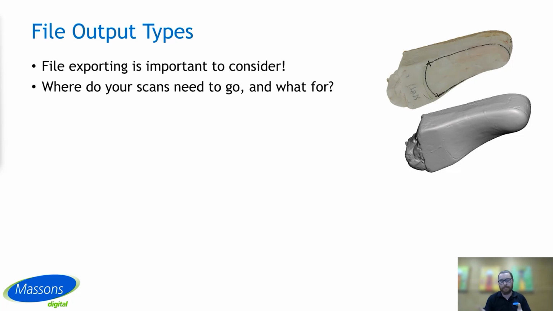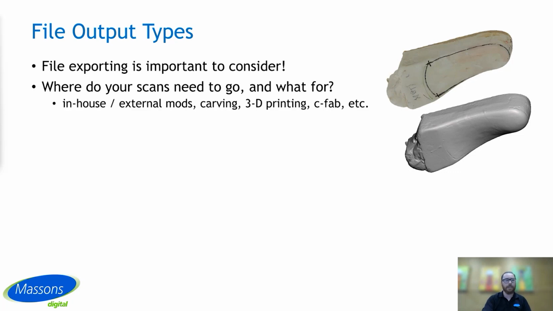We know what we're doing when we take a plaster cast, is that we're either sending it to somebody or we're filling it. So think about the same thing when it comes to digital. Are you doing in-house mods? Are you sending them externally? Do you want to get this carved? Do you need to get it 3D printed? What you do with your scan will be very important for what file types you require.